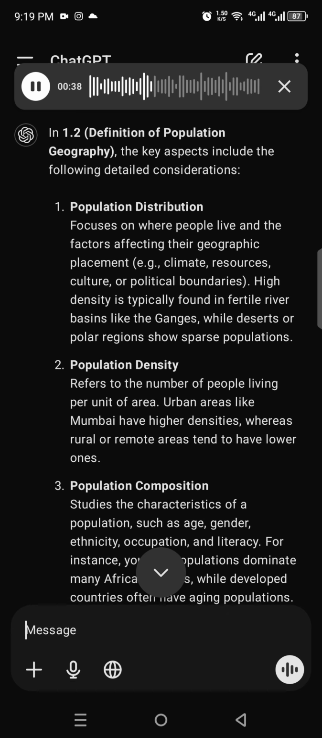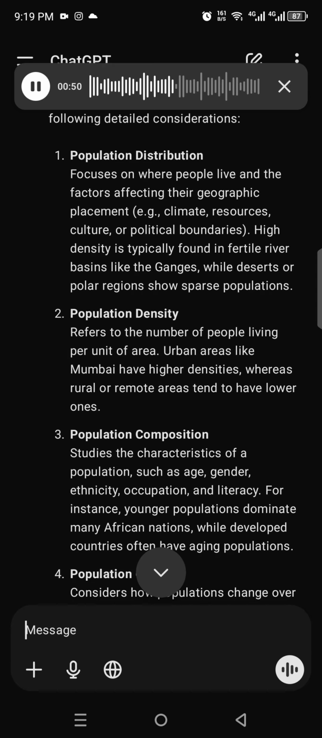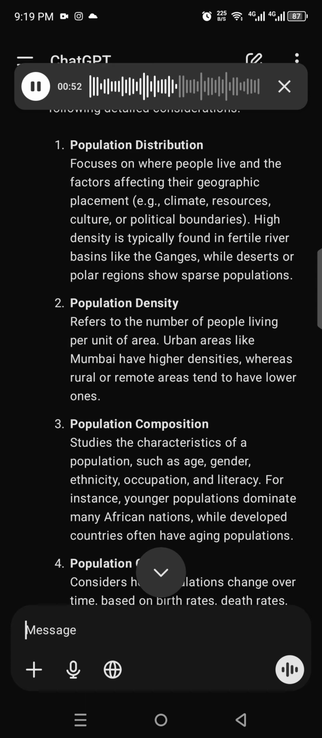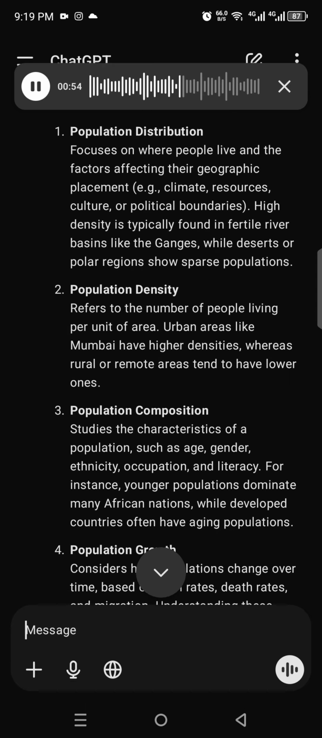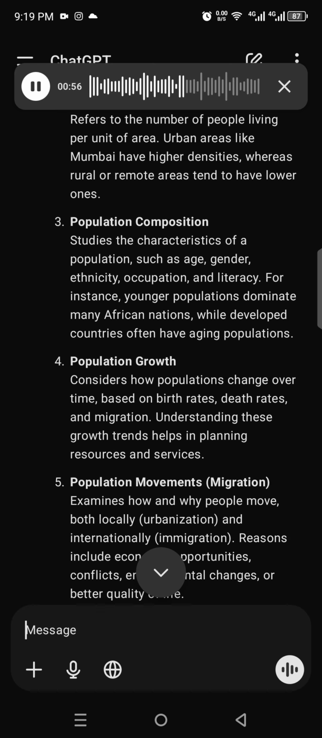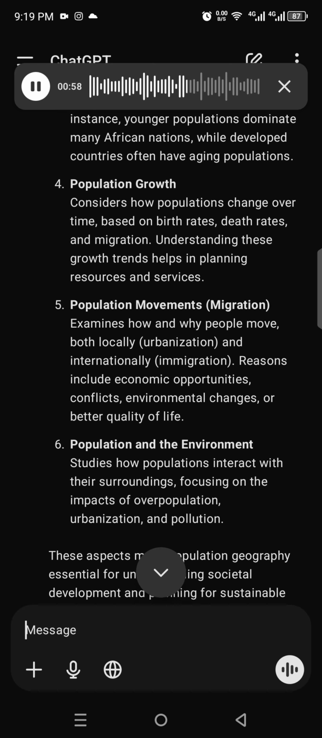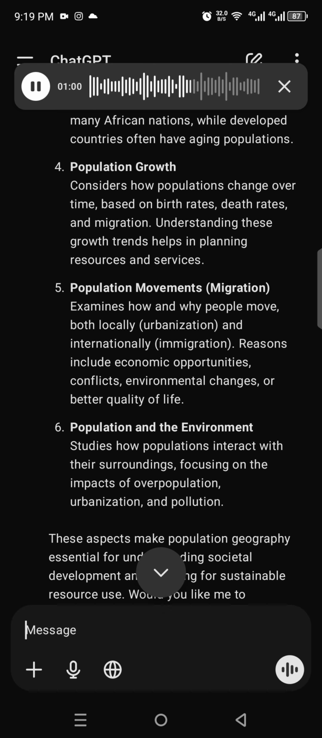3. Population composition studies the characteristics of a population, such as age, gender, ethnicity, occupation, and literacy. For instance, younger populations dominate many African nations, while developed countries often have aging populations. Number 4. Population growth considers how populations change over time, based on birth rates, death rates, and migration. Understanding these growth trends helps in planning resources and services.